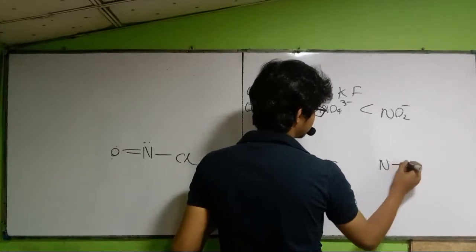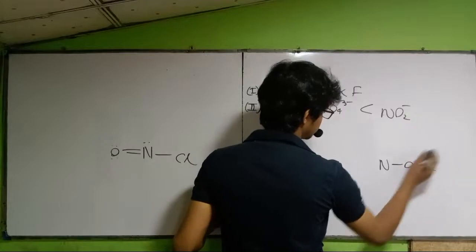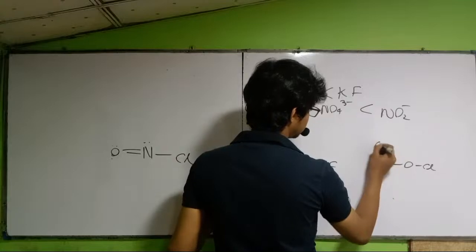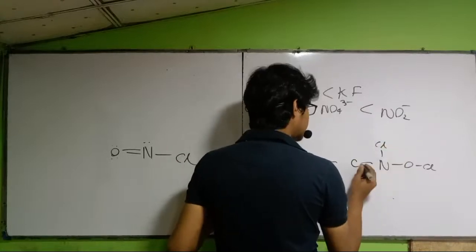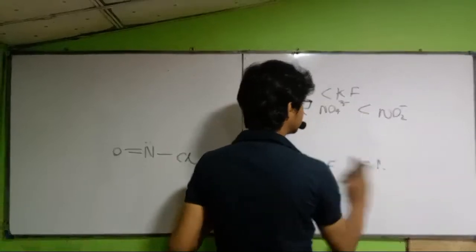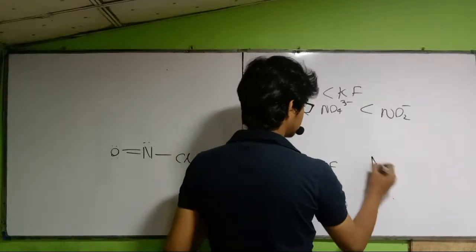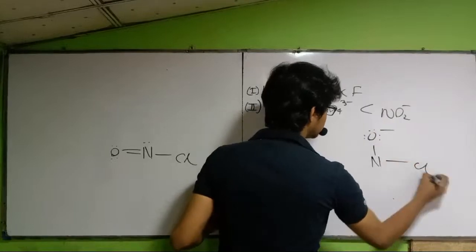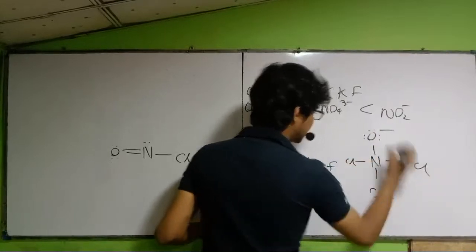NOCl3. Let's draw it like that. Then it's going to be good. Definite single bond. NOCl3. You have to think and draw this structure.